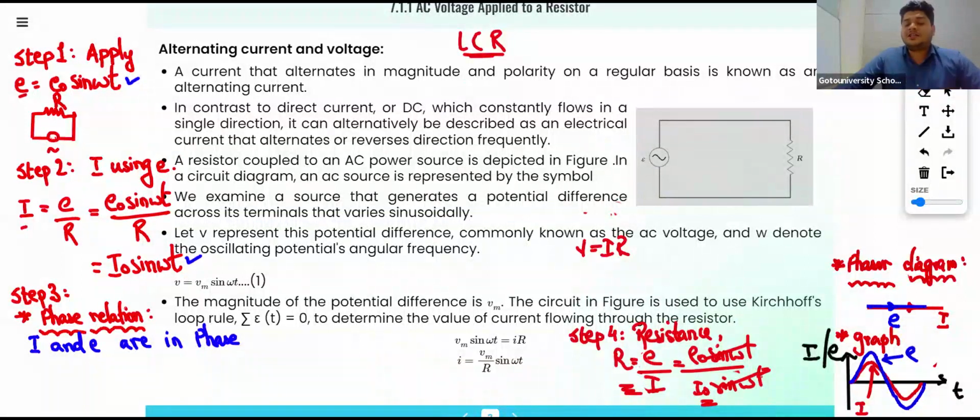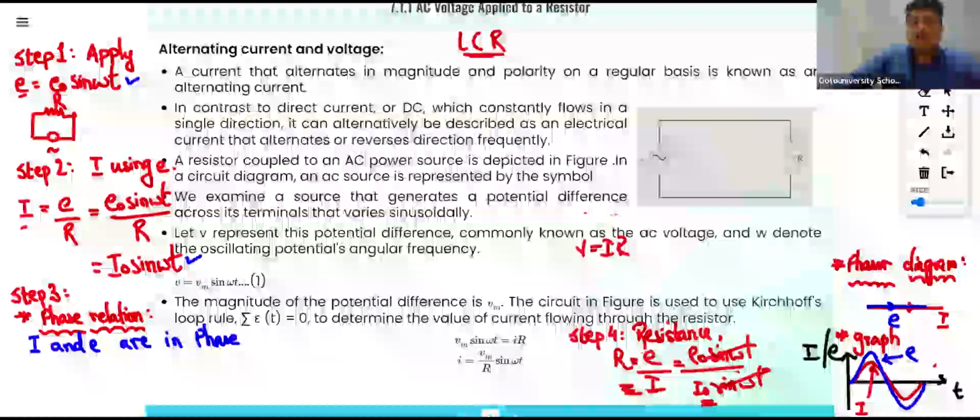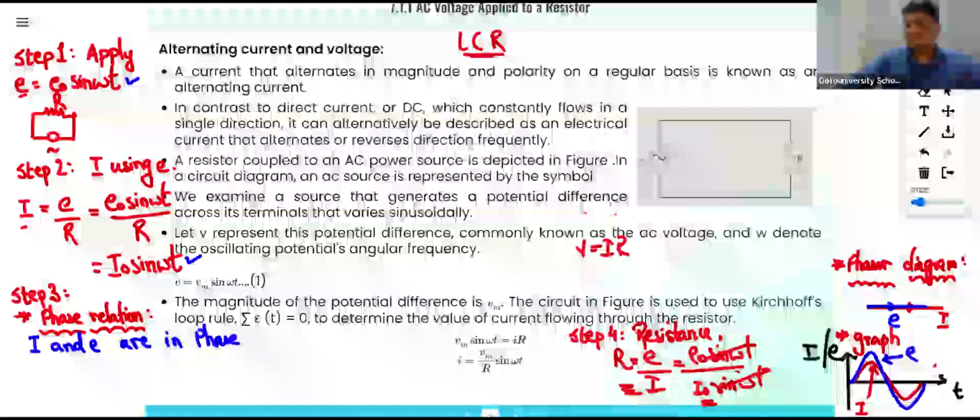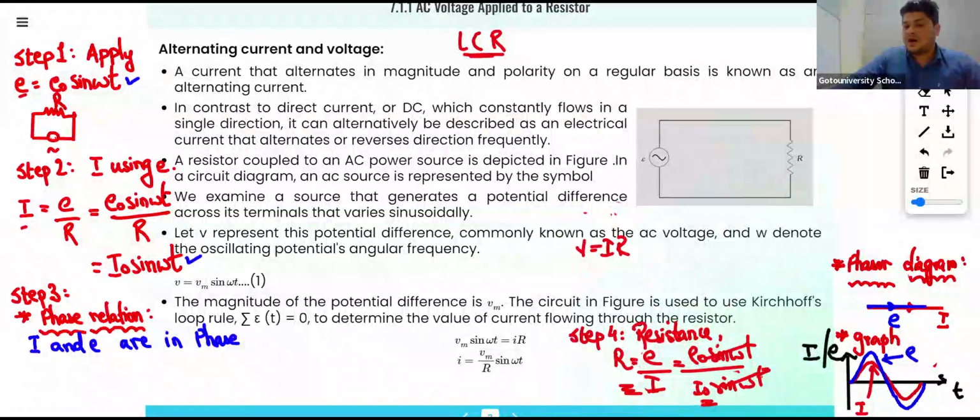First one was E is equal to E naught sine omega t. Then we will find I using E. Then we'll see step 3, that is phase relation, phasor diagram, and graph. In the last and next one will be resistance. How to find resistance? We'll use Ohm's law. Ohm's law states that V is equal to IR, but R will be equal to E upon I. E is E naught sine omega t. I is I naught sine omega t. Sine omega t will get cancelled, and you will get E naught upon I naught.